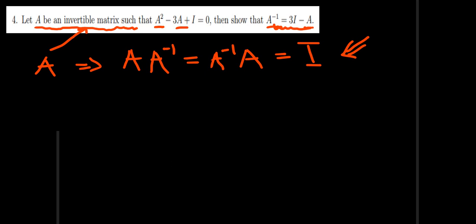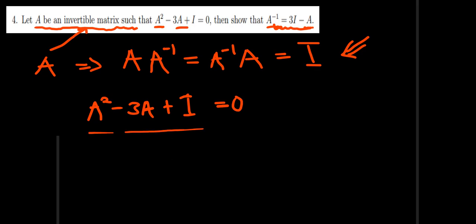So let's write our equation. We have A squared minus 3A plus I is equal to 0. We want to show that this equation here is equal to that equation there. So what are we going to do? We are going to multiply throughout by the inverse of A, since we have been told that A is invertible. So we are going to multiply throughout by A inverse.